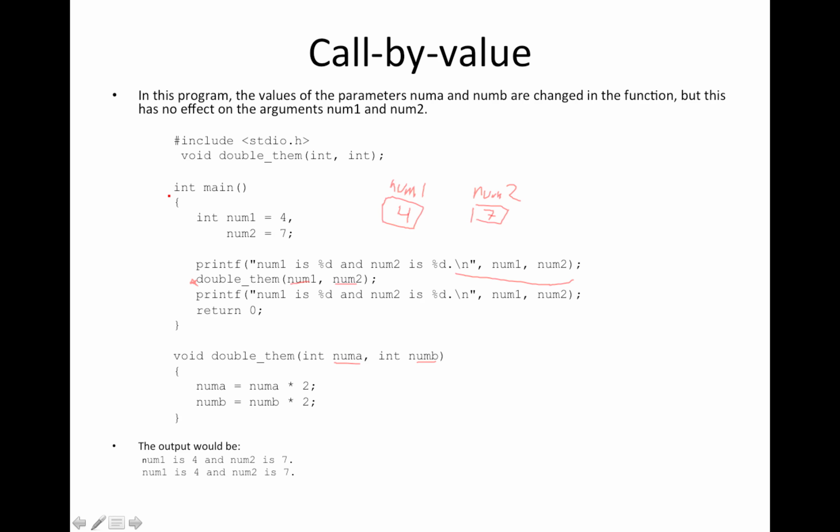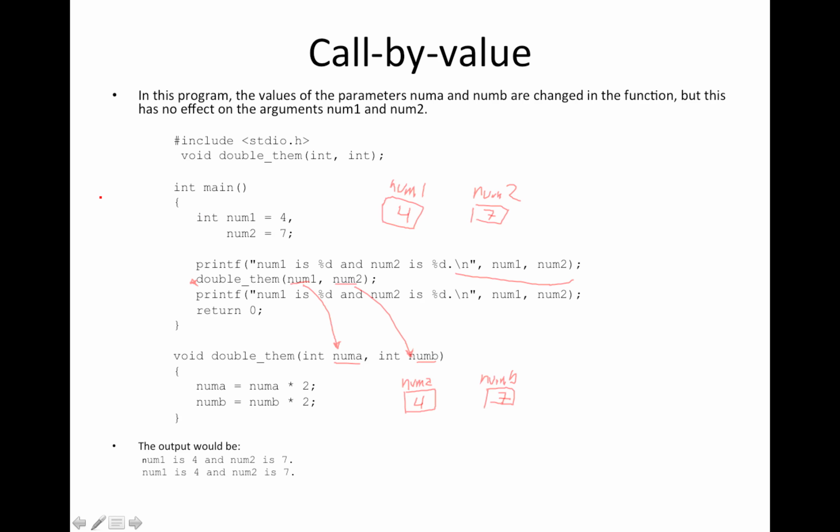By calling the function, what happens first is that the parameters are declared. Declaring the parameters, very similarly to variables, allocates locations in memory for them. So we have these two parameters, numA and numB. The value of num1 gets passed to be the value of numA, so numA gets the value of 4, and the value of num2 gets passed to be the value of numB, so numB gets the value of 7.